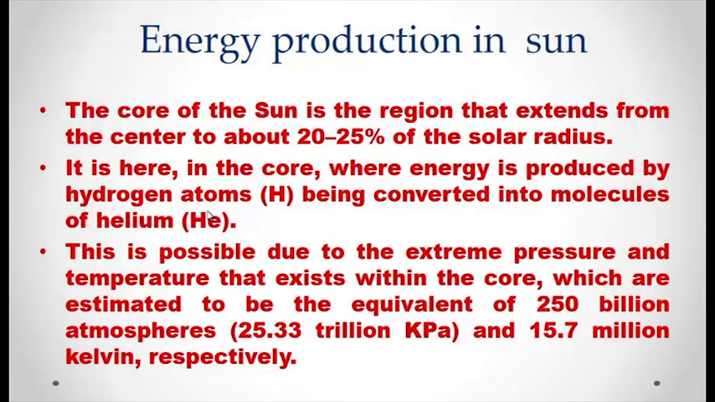25.33 trillion kilopascal. Newton per meter square, that is pascal, is the SI unit of pressure. It is estimated that 250 billion atmospheres of pressure are there at the center of the sun, and 15.7 million Kelvin temperature is there in the center of the sun. This high pressure and temperature helps the hydrogen atoms to combine and form helium.